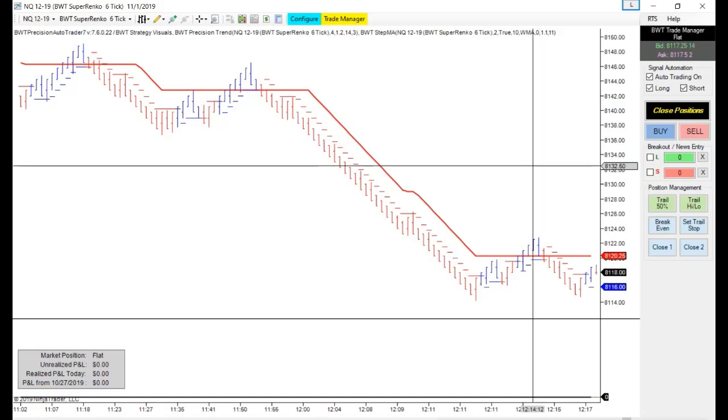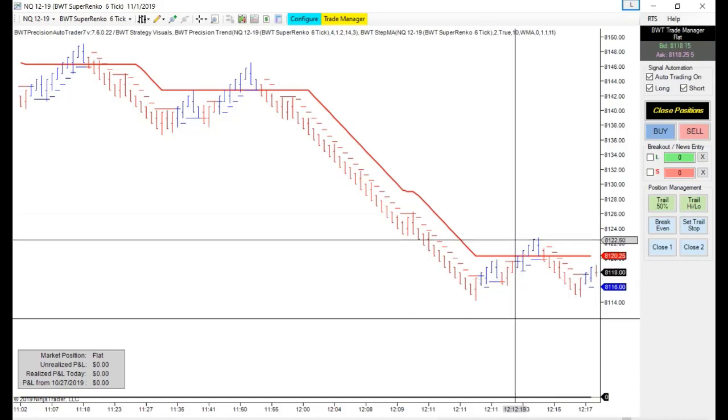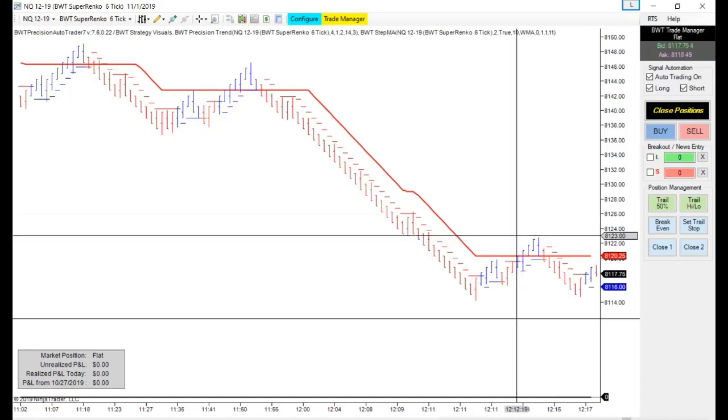at 81.15 at this point, I don't have any kind of bias. From this point, it all depends. We form up, we go much higher. We break down, and we go down at least 30 points or more.